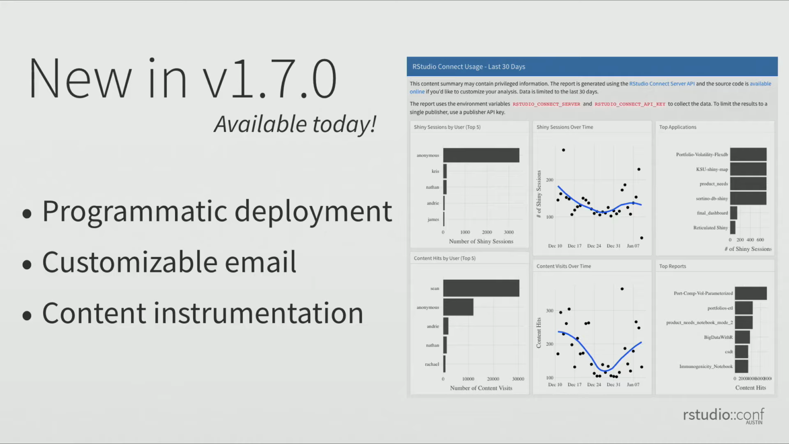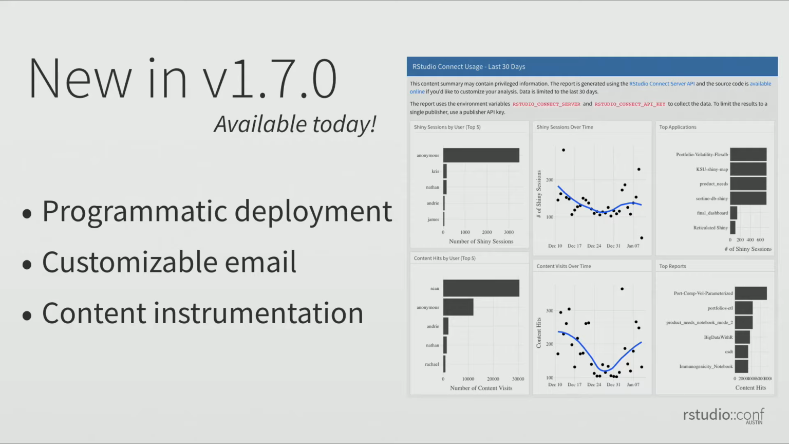First of all is programmatic deployment. Most people tend to reach for the push button deployment from the RStudio IDE. But you also have the option now of pointing your Jenkins or your Bamboo server at a Git repo and having it monitor that and automatically pull down changes and publish those. You now have that option with programmatic deployment.